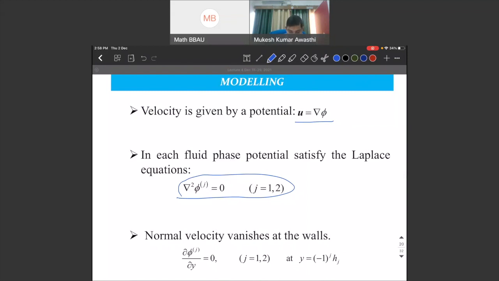Del 2 phi is equal to 0. In that case, it is del 2 phi by del y square plus del 2 phi by del x square equal to 0, and we use the normal mode technique, that is h(y) exponential i k x minus i omega t. Also, we cannot enforce the no slip condition at the boundaries, so we'll take the normal velocity at the boundaries as 0.